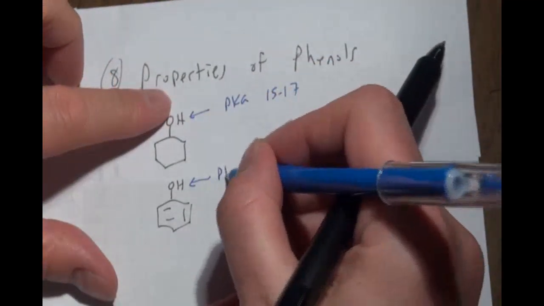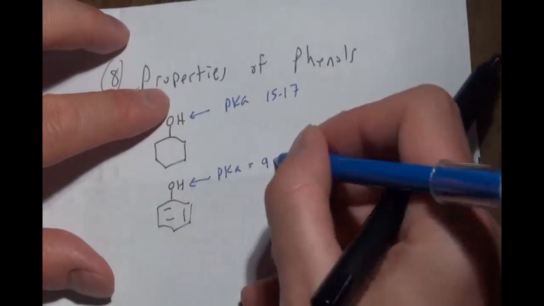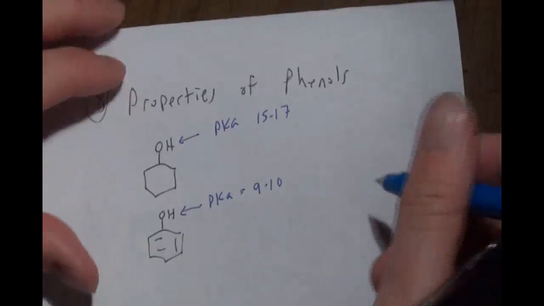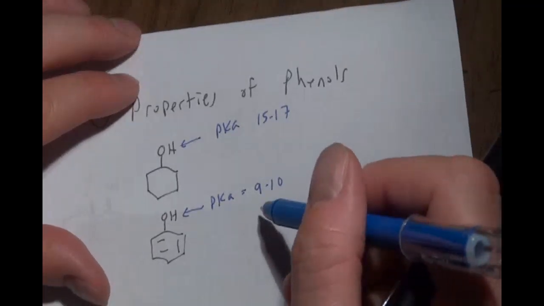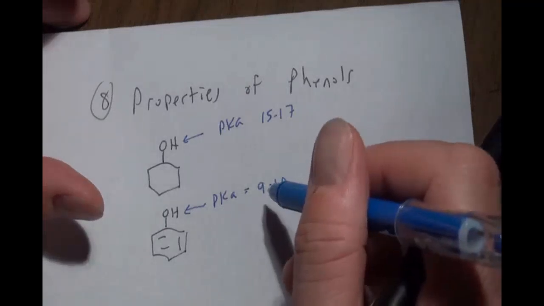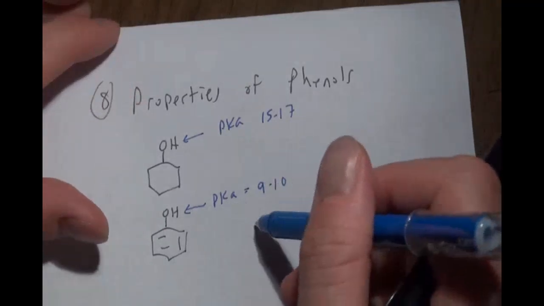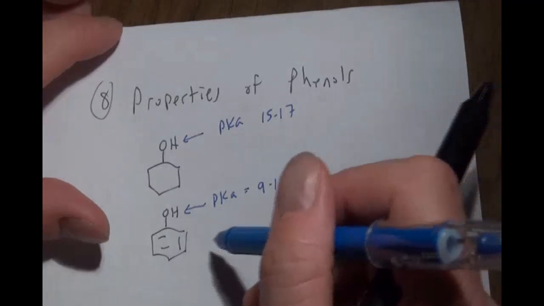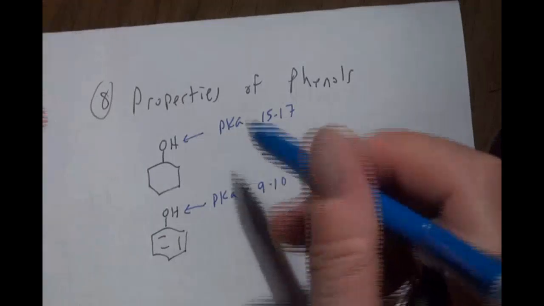It is about 9 or 10. So is that more acidic or less acidic? It's quite a bit more acidic. Usually when we think about acidity in organic chemistry, we think about resonance stabilization of the conjugate base, and that's going to be the case here. When you deprotonate the alcohol to make a conjugate base, it's resonance stabilized.